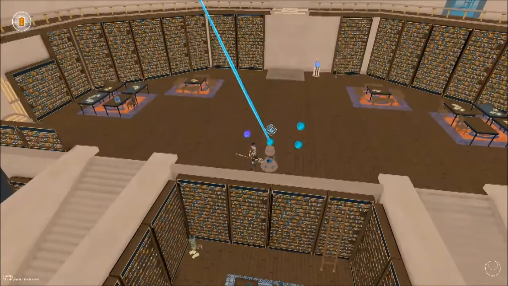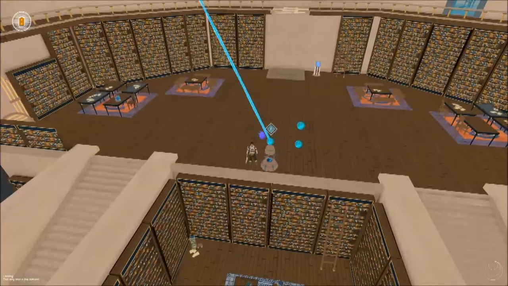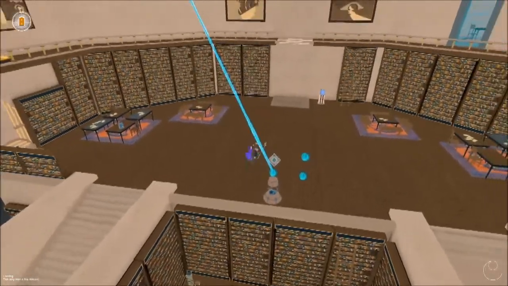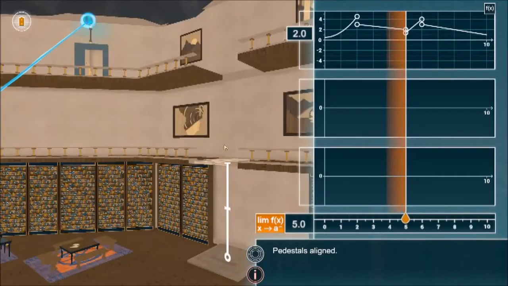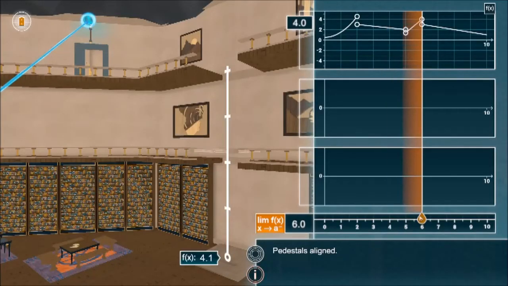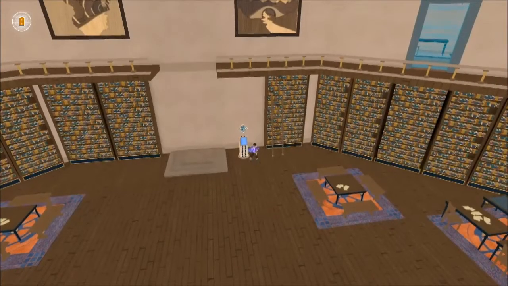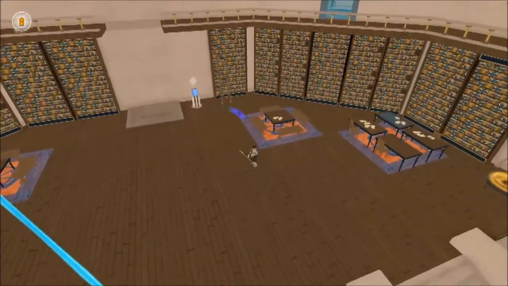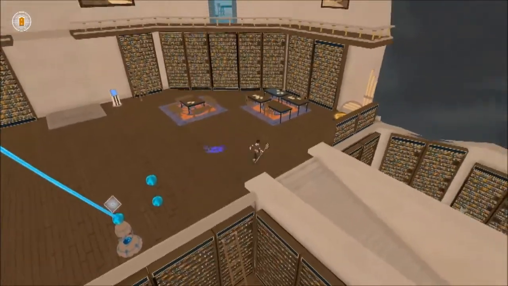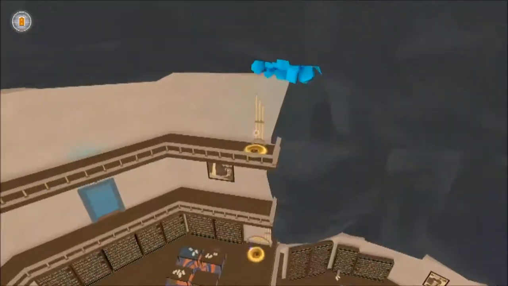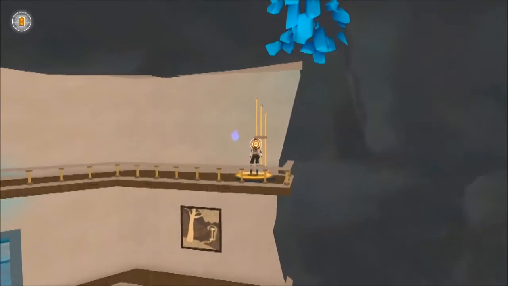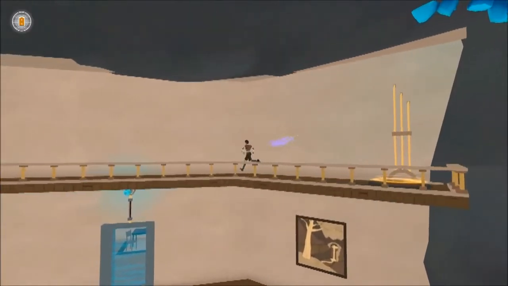How do we get up there though? That's my question. And we also have to put in place this thing. I'm guessing we have to somehow come from the other side. There we go. So how do we... Here we are. Here's another teleport pad, which then goes up here, which then means we can head off this way. I'm quite happy.